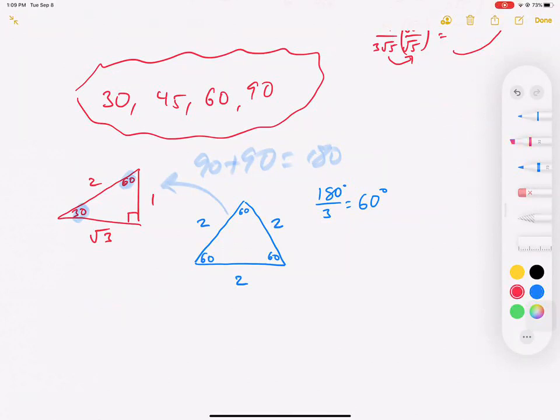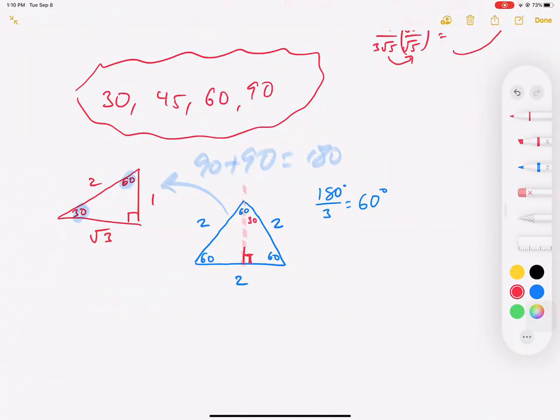Some of you might say, if I cut this exactly in half, this would make my inside angle become 30, because 60 divided by 2 is 30. And since I'm cutting a perpendicular bisector here, this is going to be 90 degrees. So that's how we end up from a 60, 60, 60 to become a 30, 60, 90.